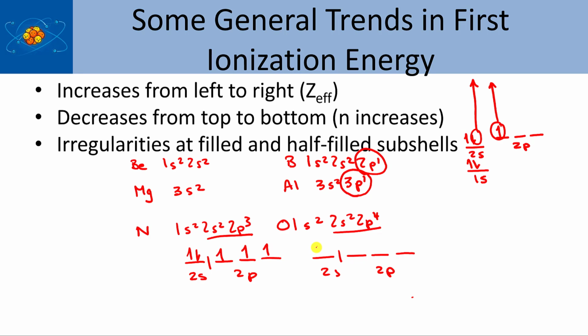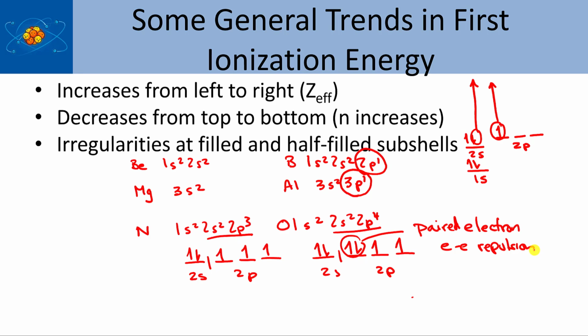And then for oxygen, it's this. And what do I have to do? I have to add an electron here. And what I've done effectively is paired electrons. And I have what's called, again, electron-electron repulsion.